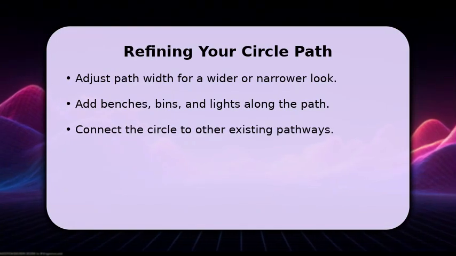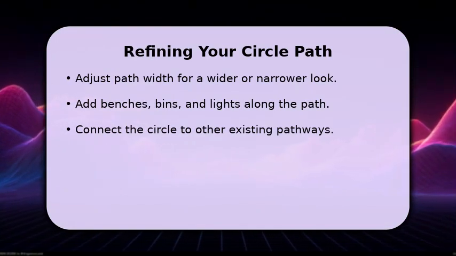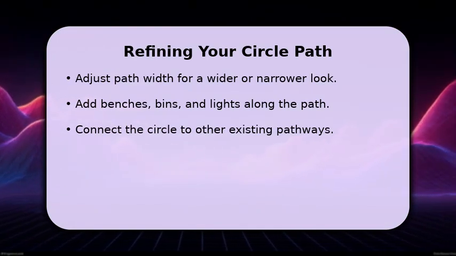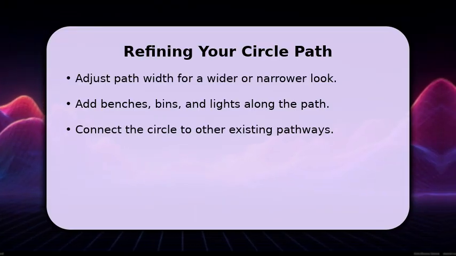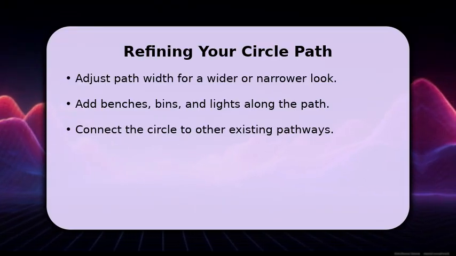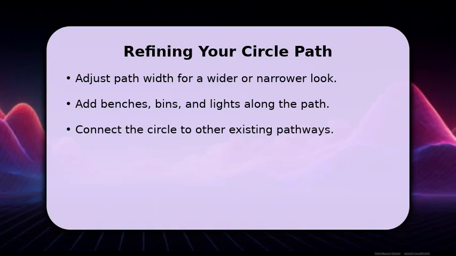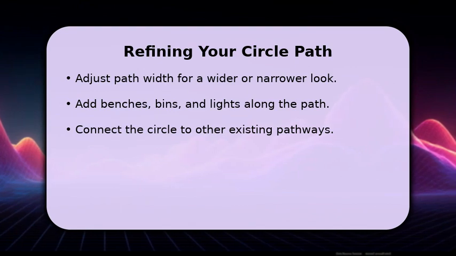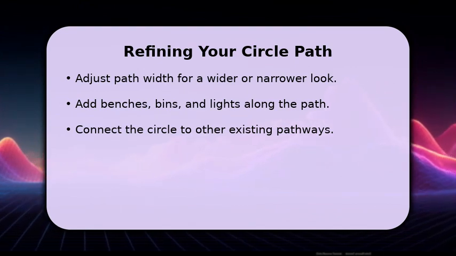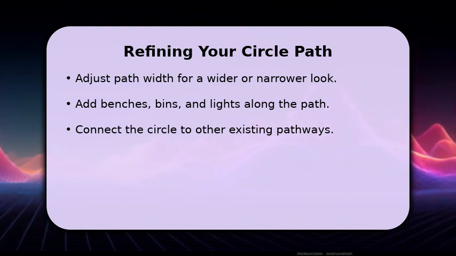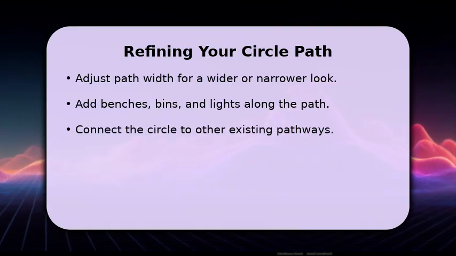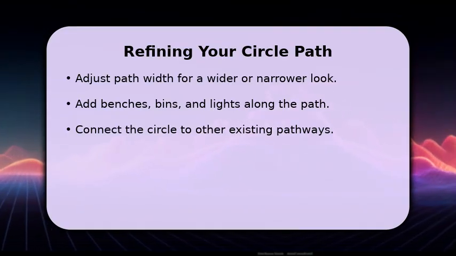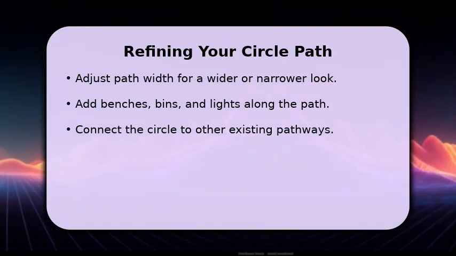Once your circle is complete, you can refine it. Use the Path Editing tool to adjust the width, making it wider for main thoroughfares or narrower for decorative accents. Don't forget to add essential amenities like benches, bins, and lights to enhance guest experience. Finally, connect your new circular path to other areas of your zoo, integrating it smoothly into your overall layout.